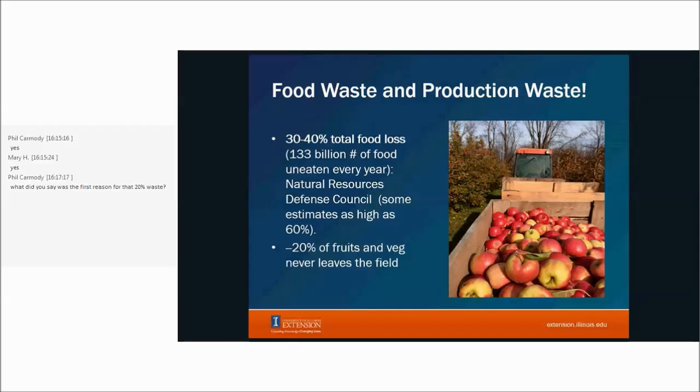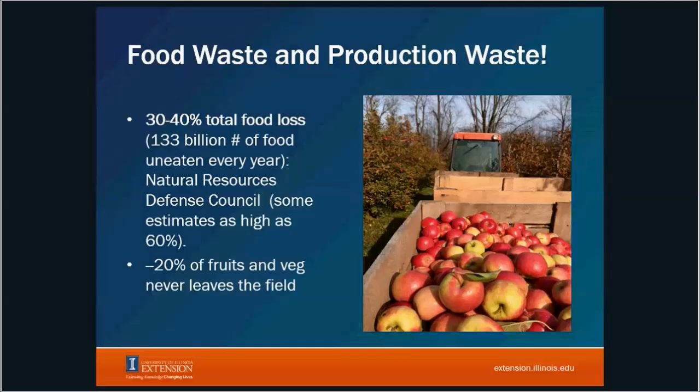Phil was asking about the first reason for the 20% fruit and vegetable waste. That is internal production factors on an individual farm, whether that's culling out seconds or produce that's not deemed worthy or of the highest quality to sell into a market, or over-producing or over-planting in certain areas because you don't think the seed's going to germinate. You should always have a little bit of a smudge factor, like a 10% or 20% smudge factor for some things, but sometimes people plant way too much. So that 20% of fruits and vegetables that never leaves the field, that's where that factor comes in.